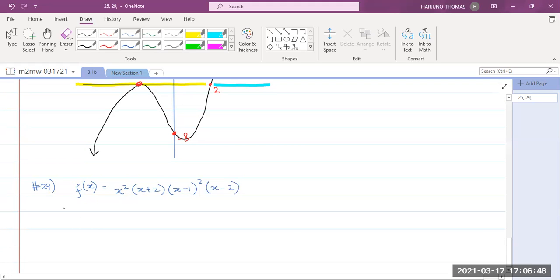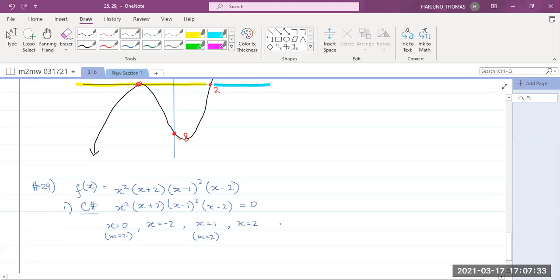Okay, so let's see the critical numbers, or basically the x-intercepts later on. I set that function to be 0. So you see that x equals 0 with multiplicity of 2, x equals -2 with multiplicity of 1, x equals 1 with multiplicity of 2, and x equals 2 are the zeros.